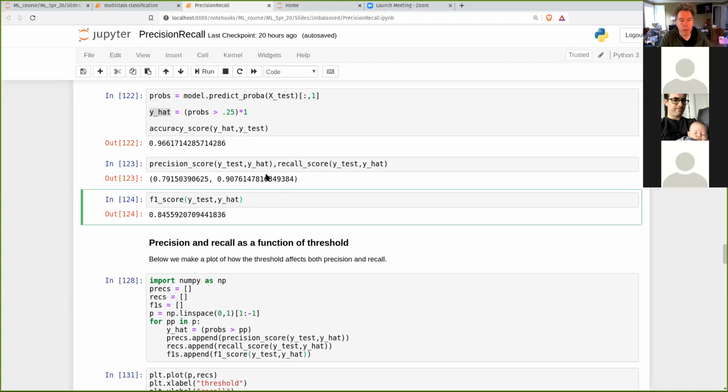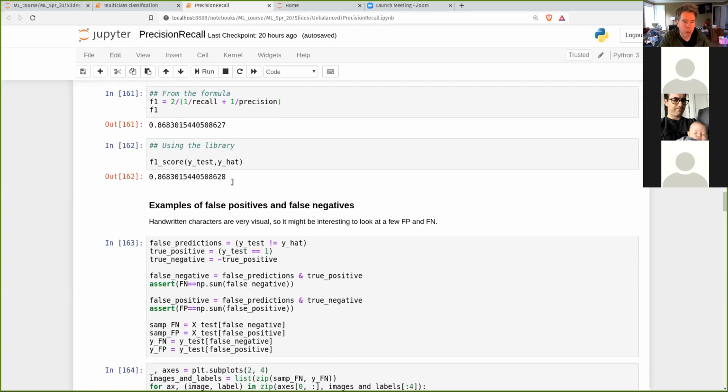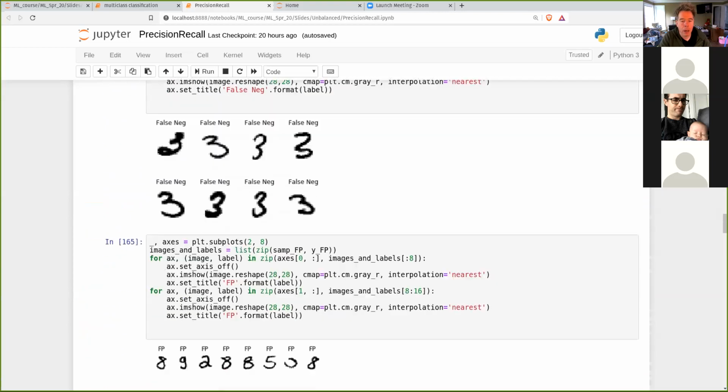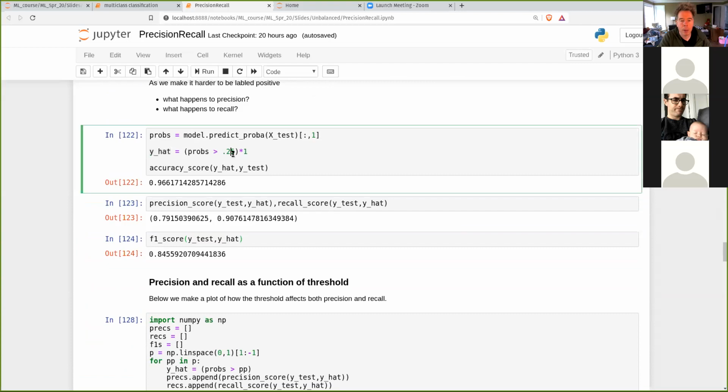But it makes the recall score go up because now we're flagging more of the 3s. Before, we were only flagging, I think it was 83% or some pretty small number. Before, the recall score was like 83, 84%. But by lowering that threshold, we made it go up to about 91%. And the opposite happens if you push this up.